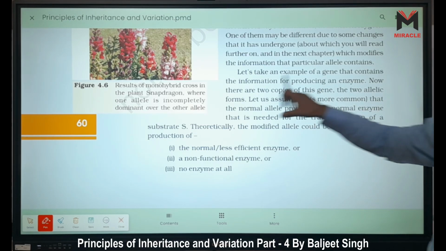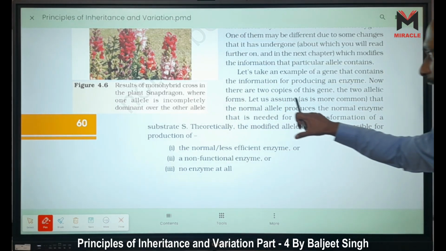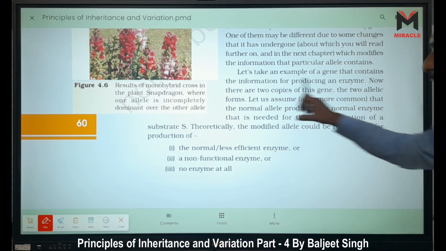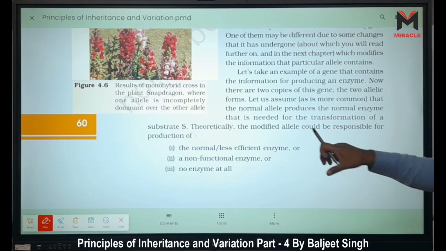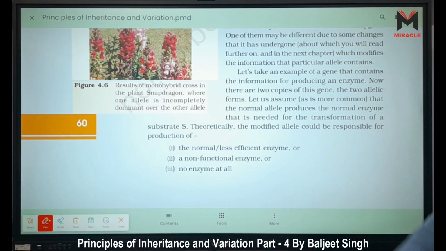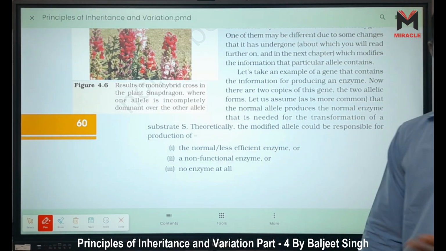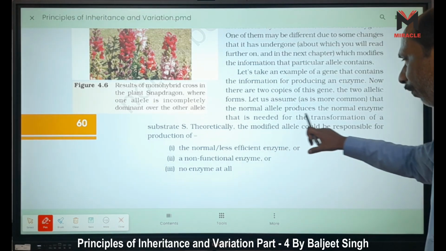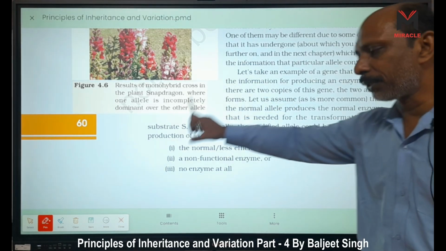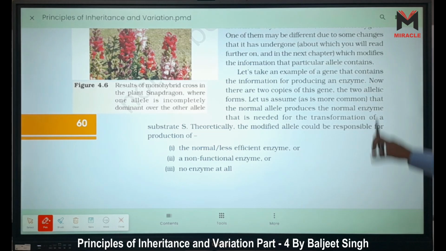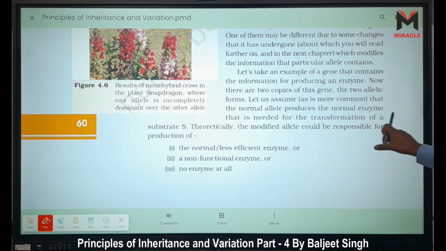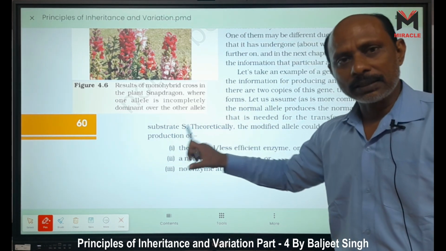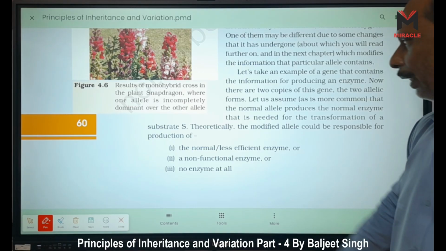The two allelic forms are there. Let us assume, as is more common, that the normal allele produces the normal enzyme, which is needed for the transformation of a substrate S. A normal allele produces a normal enzyme which is necessary for the transformation of a substrate S into a product, right?